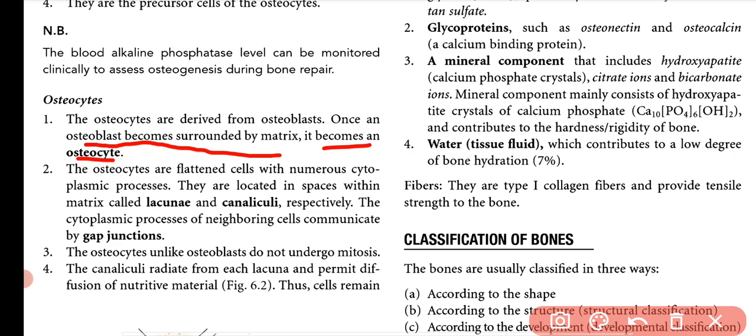Osteocytes are flattened cells with numerous cytoplasmic processes. They are located in spaces within the matrix called lacunae and canaliculi respectively. This is important. The cytoplasmic processes of neighboring cells communicate by gap junctions.